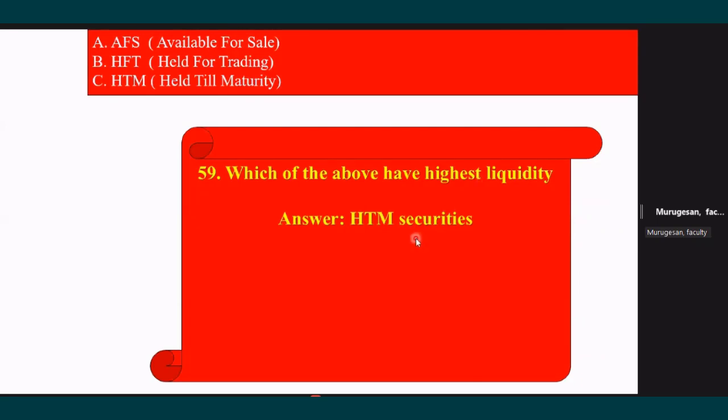Answer is HTM. Yeah, all government securities. But these are not having liquidity. AFS, sometimes nobody will buy. You will not get the cash. Held for trading, sometimes you will not be able to sell it. Okay, that also. So the highest liquidity is in HTM securities.